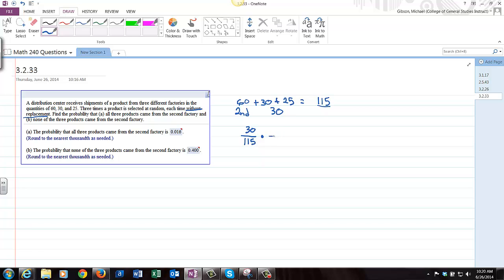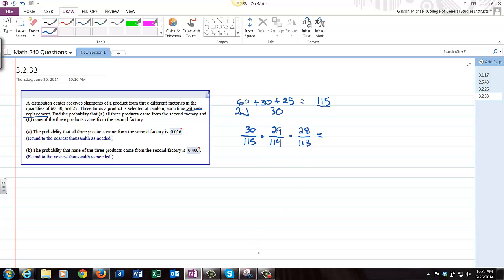Now we'll go to choose the second one. Well, it says without replacement, so the first one is gone. There's 114 left, and that first one was from the second factory, right? So there's 29 of those left. We go to choose the third one, and the same thing happens again. The first 2 were gone. There's 113 left. Both of them came from the second factory, so there's 28 of those left.